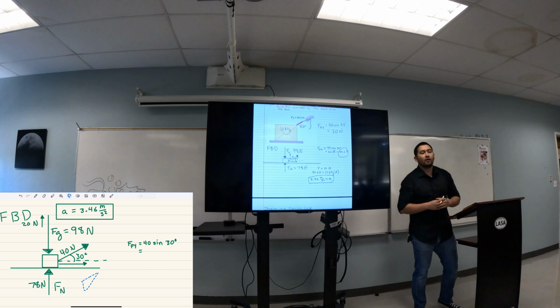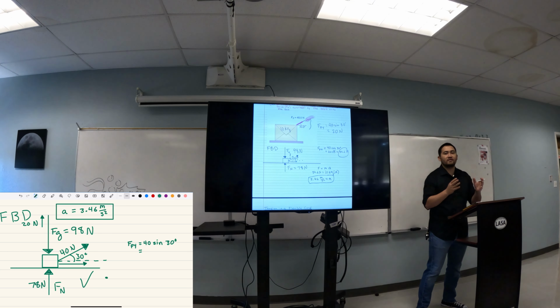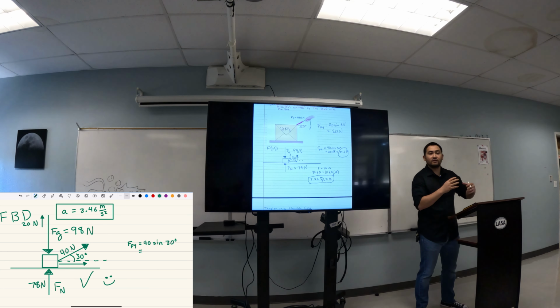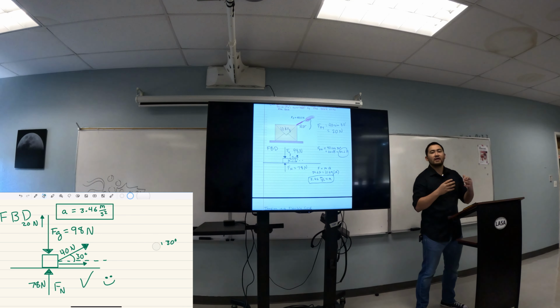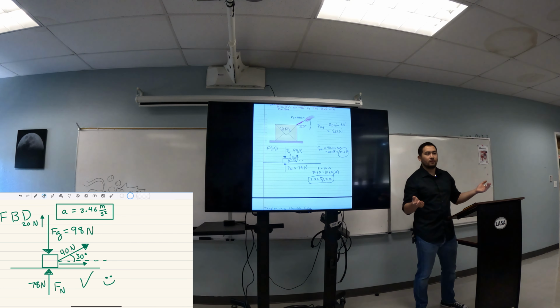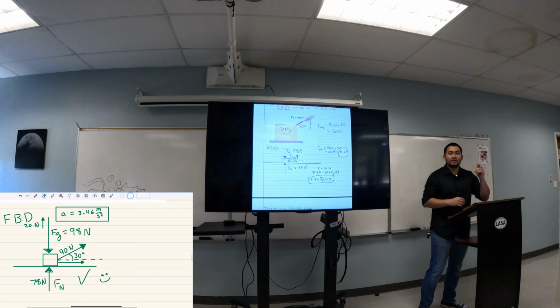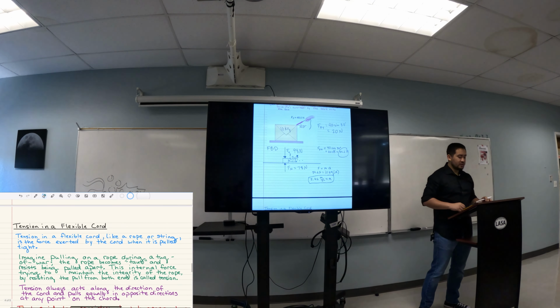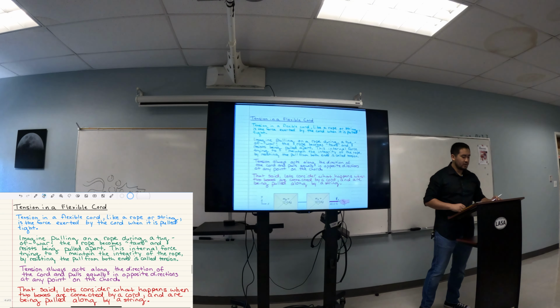All right. Hopefully, through this example that had multiple steps, you can see why drawing your free body diagram beforehand and using it to actually work through the problem is very useful. All right, good. Let's go ahead and move on to tension. Anybody have any questions before we do that? Tension is a little bit of a weird thing. Let's talk about it.